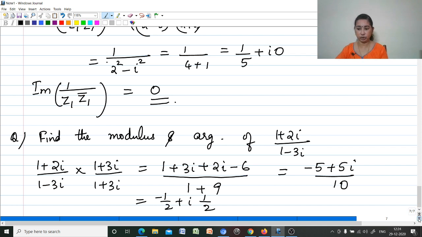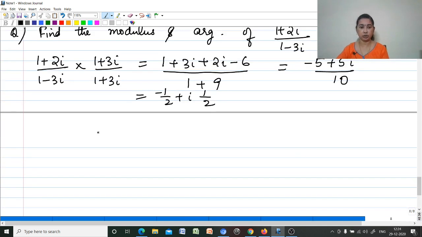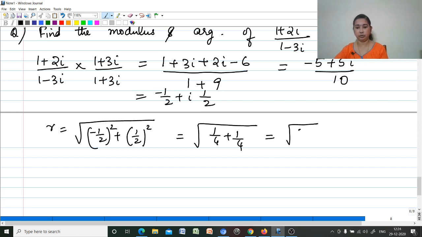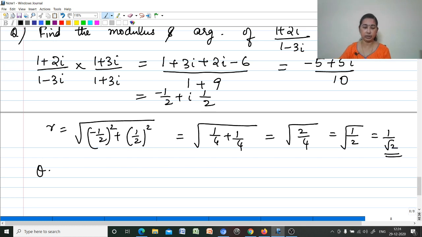Now we have to find what is r and what is theta. So r is equal to root of minus 1 by 2 whole square plus 1 by 2 whole square. That's equal to root of 1 by 4 plus 1 by 4, which is root of 2 by 4, that is 1 by 2. And root of 1 by 2 is 1 by root 2. So that is r.